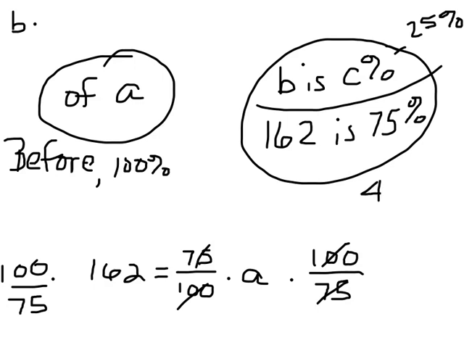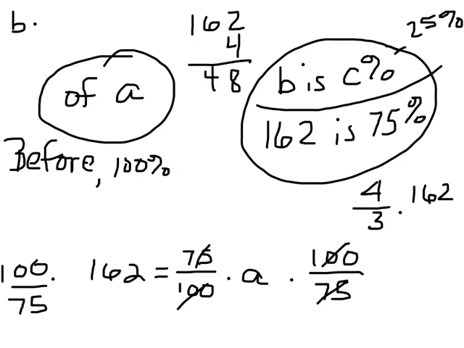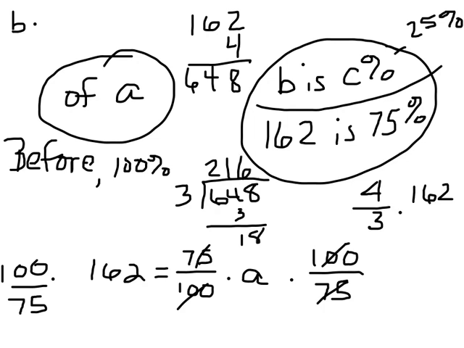So 4 over 3 times 162. 162 times 4 is, let's see, 648. And 648 divided by 3. That will go 2. That will go 1. And that will go 6. So 216 is our B.